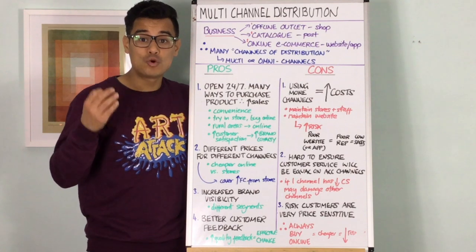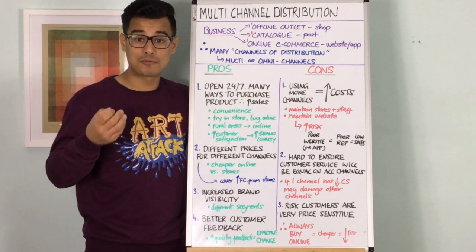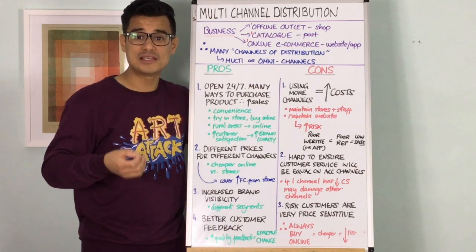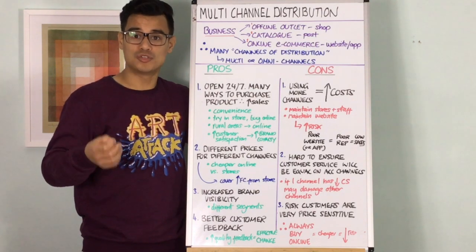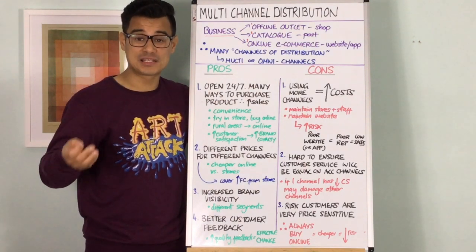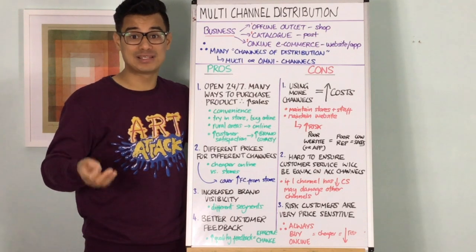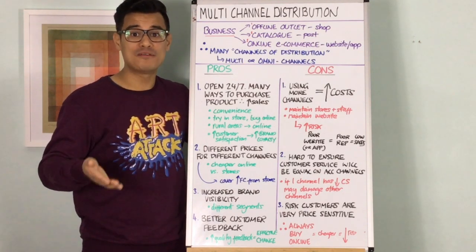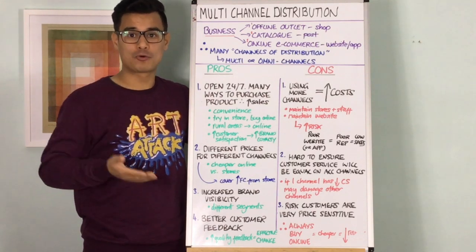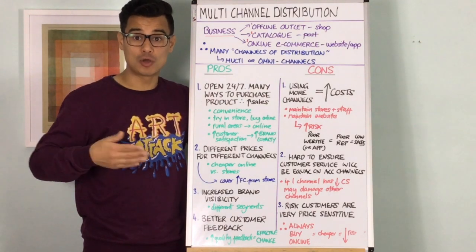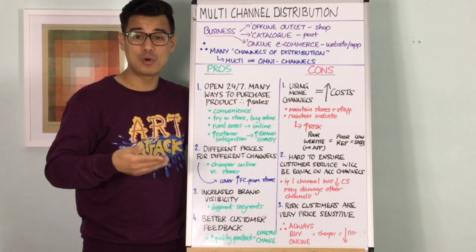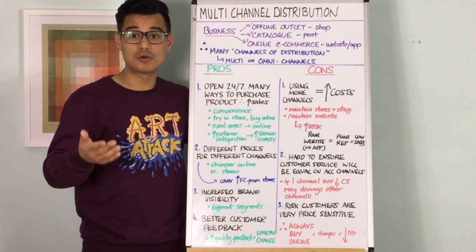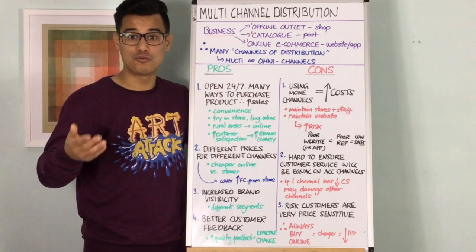And number three, there's always a risk that customers are price sensitive. What I mean by that is that the customers will always go to where the lowest price exists, and the lowest price is likely to exist online because there's less fixed costs. But that could be a problem if customers are always buying their products on e-commerce, on the app, on the website, where the lower price exists, because that's ultimately going to mean lower revenue for the business.